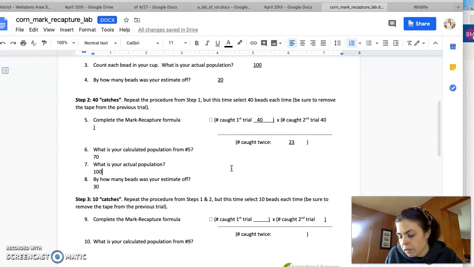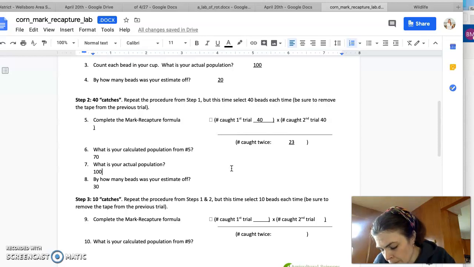And generally, more makes it more accurate. So the more that you catch each time, the more accurate it's going to be. But like I said, in this case, we were more accurate with our 20. That may have had to do with distribution, but can't say.